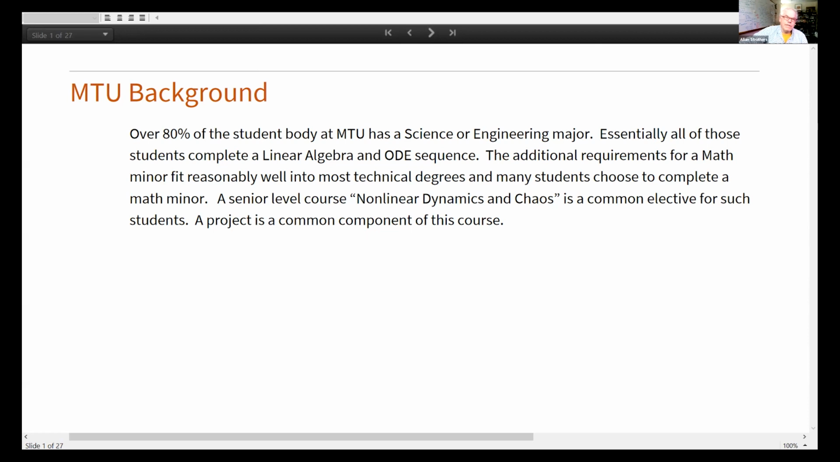But they don't have to take all that many courses to get a math minor, and it fits pretty well into most technical degrees. That's sort of by design. And lots of students choose to complete a math minor. There's a senior level course, Nonlinear Dynamics and Chaos, that's a very common elective for these students. A project is a common component of this course when I teach it and when other people teach it. And the students like to do chaotic circuits.